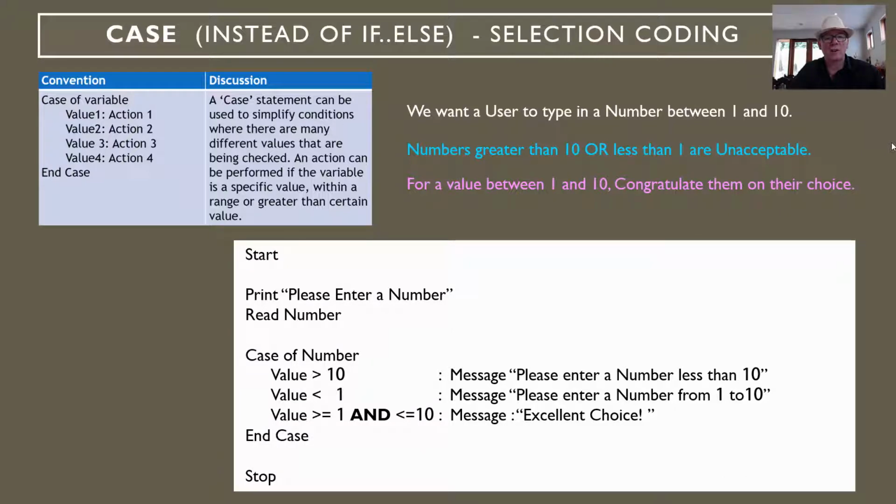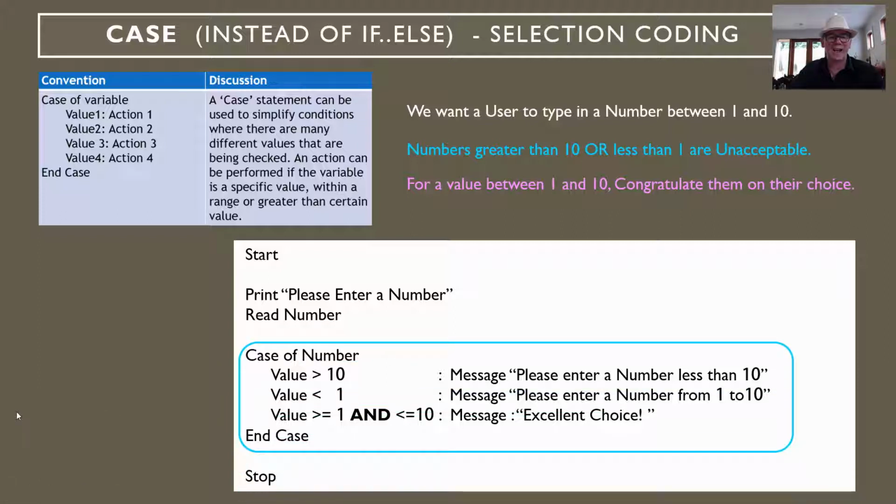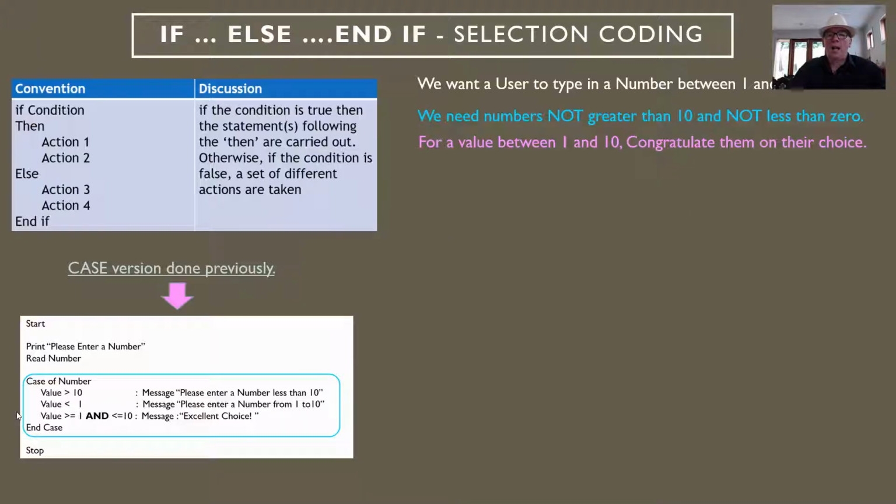So this is how the pseudocode for the case statement would be. Same thing as usual, start, enter your number, read the number. If the value is greater than 10, so case of numbers, we're looking at this number variable that they put in. So if it's greater than 10, enter a number less than 10. If it's less than 1, do something between 1 and 10. If it's actually between 1 and 10, which looks very complicated here, but that is how you tell a computer if the value is greater than or equal to 1 and it's also less than or equal to 10, well, you're good to go. So congratulate them and tell them excellent choice. So that can be a much easier way sometimes rather than doing a whole bunch of if-else statements, using the case statement like that. Okay, now we want a number between 1 and 10, and we don't want them bigger than 10 or less than 0.